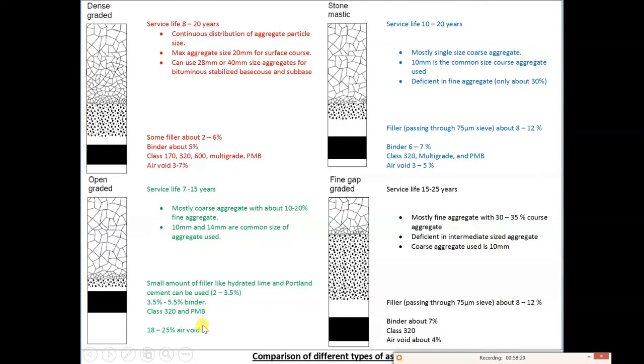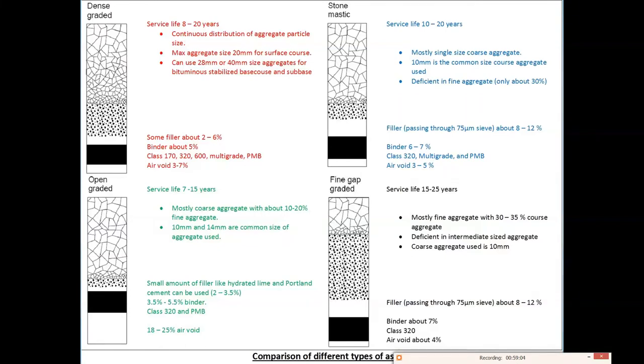The bitumen is about 3.5 to 5.5%, or just call it binder. The bitumen that we're going to use here is class 320, an average sort of viscosity, capable for heavy traffic, or for the PMB as well. For PMB, there are different types, some are stiffer, the stiffness is higher than the others.